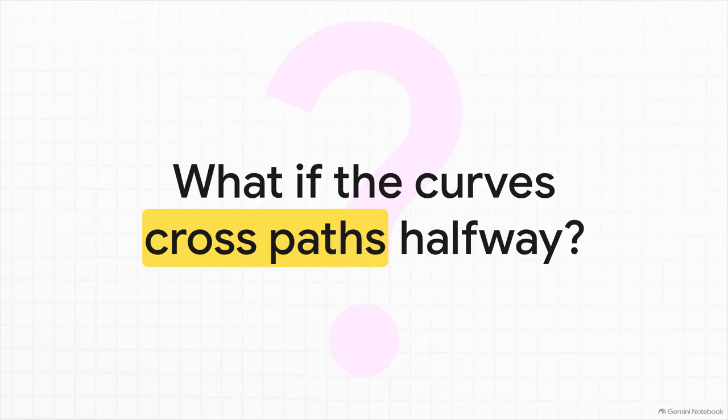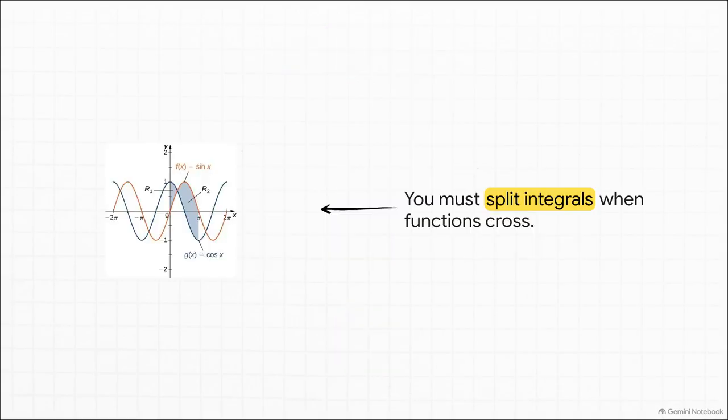You can't just blindly apply the formula without understanding the graph. And this brilliantly illustrates exactly what I mean. We're looking at R1 and R2 subregions bounded by f of x equals sine x and g of x equals cosine x. From 0 to pi, they bound two distinct regions.